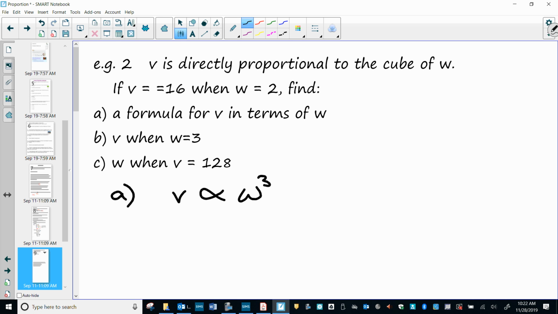Same situation, we replace that proportional symbol with equals K. So we're going to write V equals K W cubed. Julia, you had a question or you were just going to tell me? I figured it out. Okay, good.